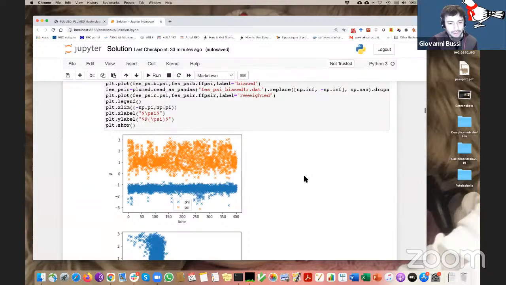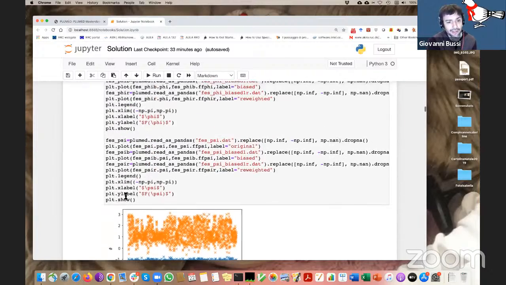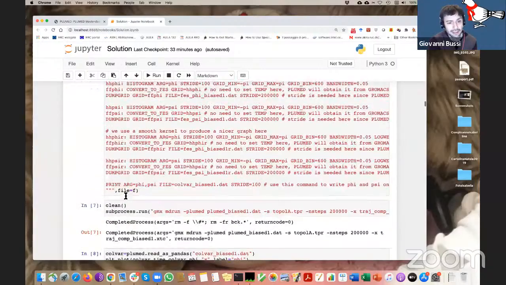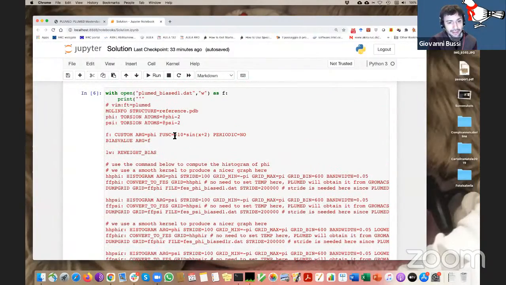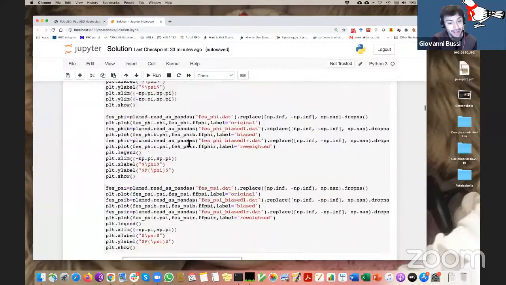Okay, so what's the difference between this graph and the previous one? Most notably, the system is spending more time in the state with the higher value of phi rather than in the state with the lower value of phi. That's expected, right? We added a bias potential, and the functional form is -10 sine of x plus 2. So the sign is becoming negative when x is greater than -2, sorry.